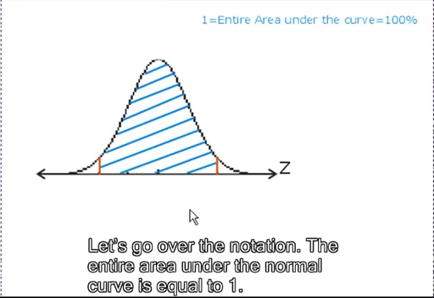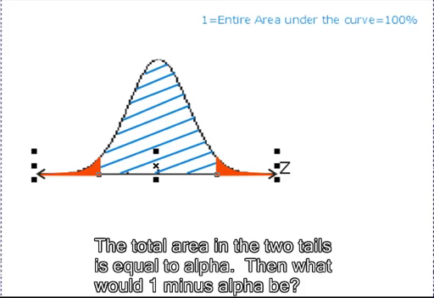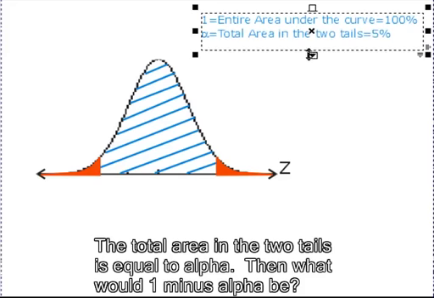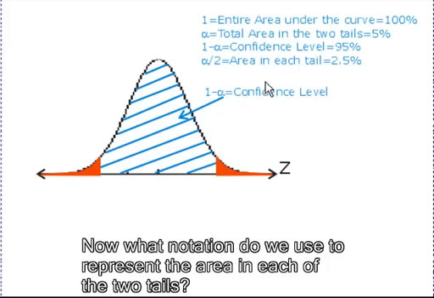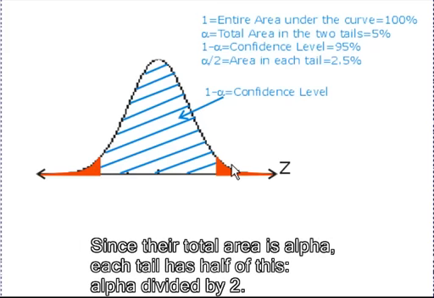Let's go over the notation. The entire area under the normal curve is equal to 1. The total area in the two tails is equal to alpha. Then what would 1 minus alpha be? Our confidence level is represented by the notation 1 minus alpha. Now, what notation do we use to represent the area in each of the two tails? Since their total area is alpha, each tail has half of this, alpha divided by 2.